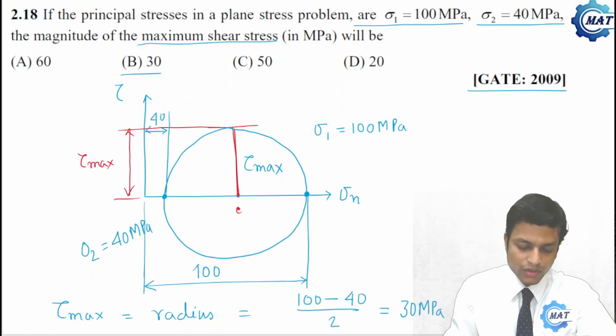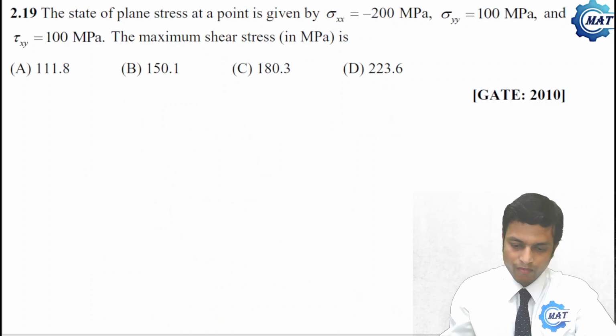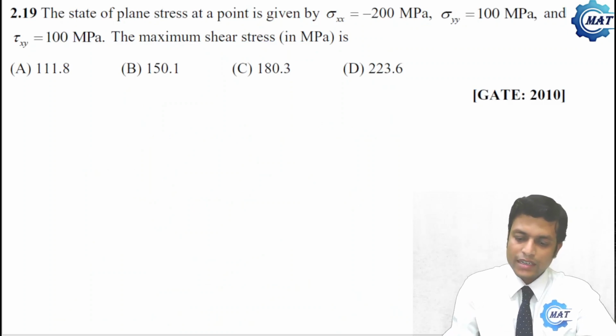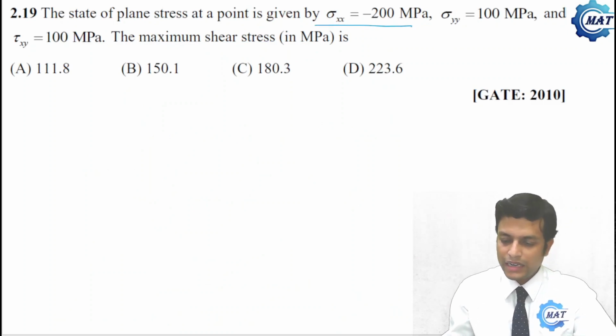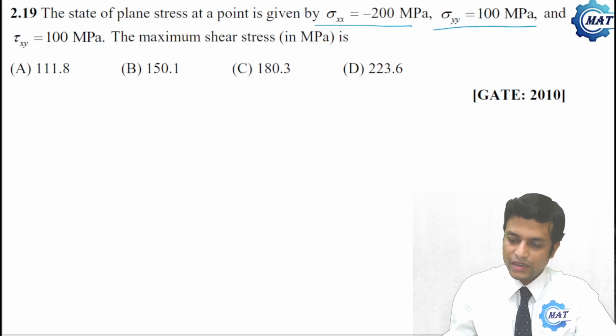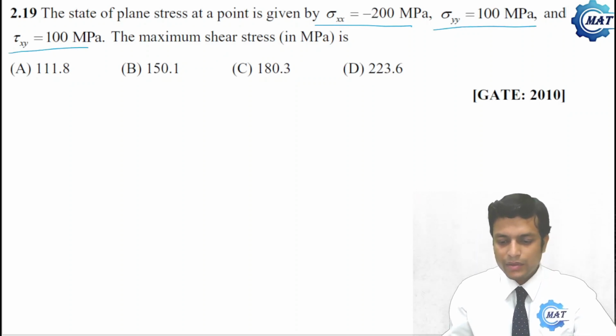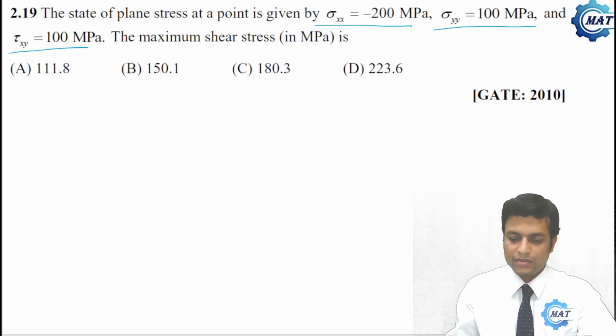Now let us move to the next problem. The state of stress at a point is given by sigma xx minus 200 MPa, sigma yy 100 MPa, and tau xy 100 MPa. What is the maximum shear stress?